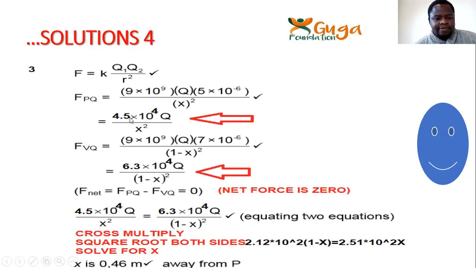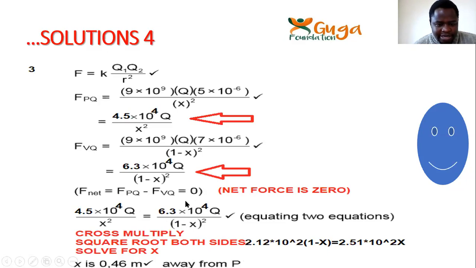So you'll have 4,5 multiplied by 10 to the power 4 Q over X squared, which is equal to 6,3 multiplied by 10 to the power 4 Q over (1 minus X) squared. So you start by dividing both sides by Q, and then this Q and this Q will cancel out. And then you are left with this unit here. So now you cross multiply. So this and this will multiply each other, and this will multiply each other.